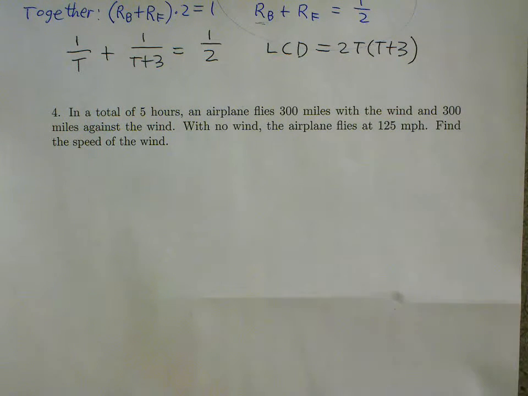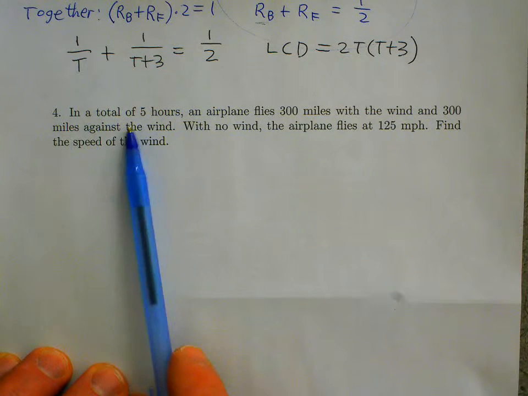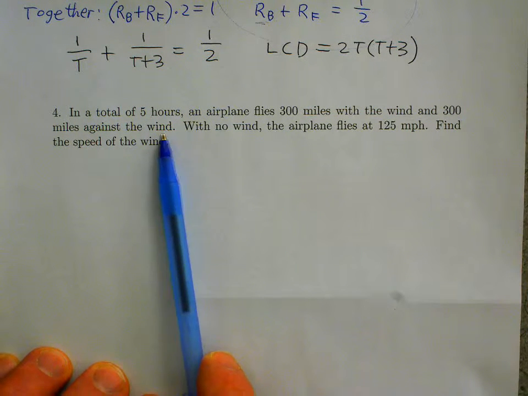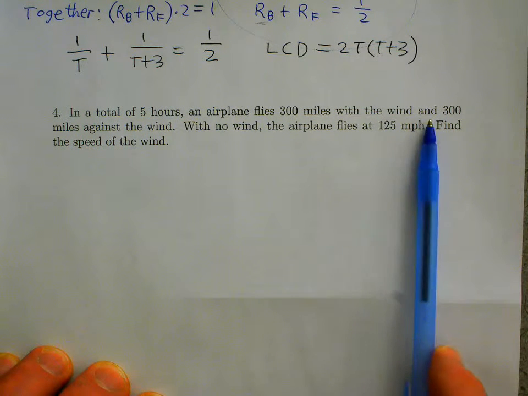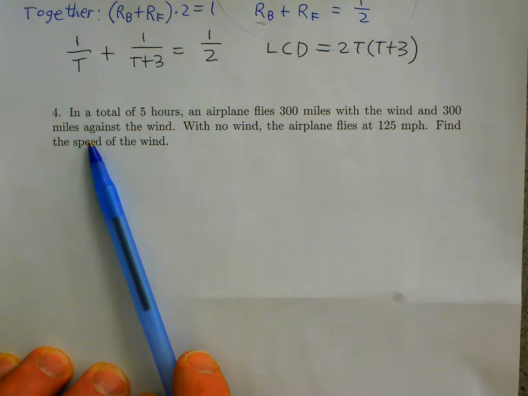And we use the ones that are described in the problem itself. Okay, we're told that in a total of 5 hours, an airplane flies 300 miles with the wind and 300 miles against the wind.